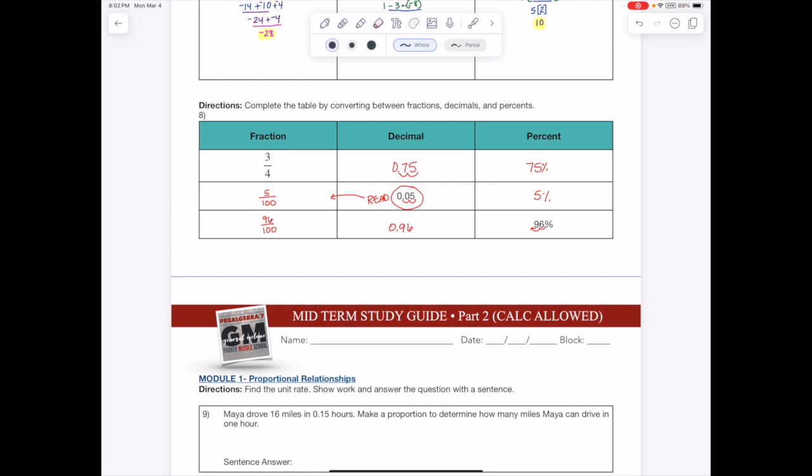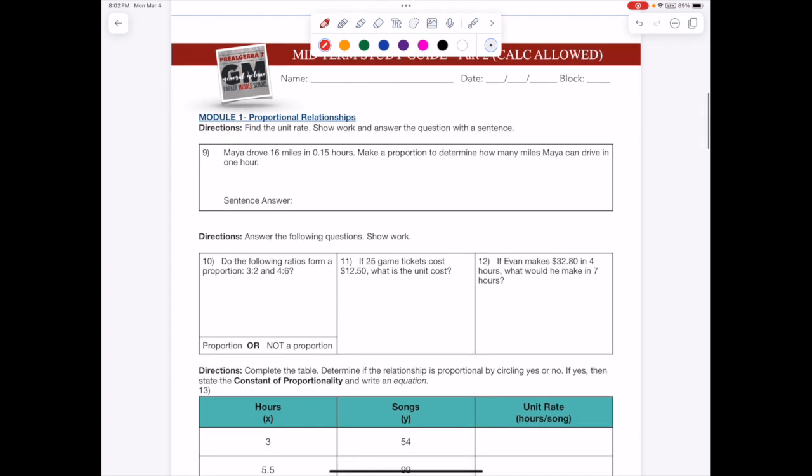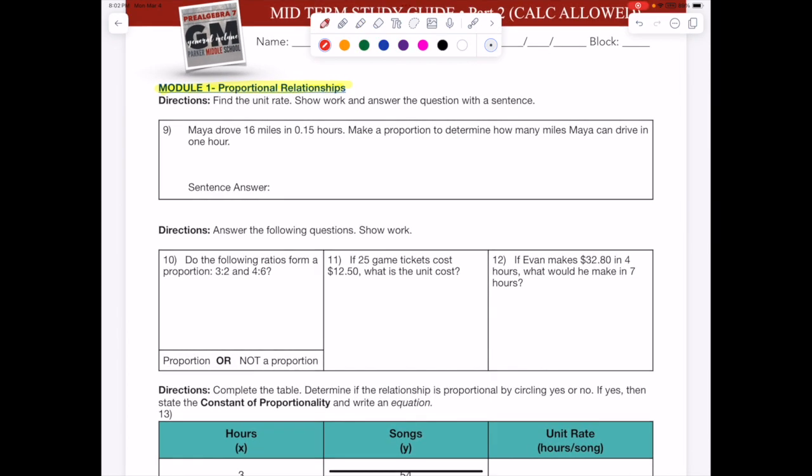All right, let's go ahead and move on now to part 2, which is calculator allowed, okay? All right, for part 2, calculator allowed, we're starting off, and you can see with module 1, proportional relationships, and you can use any of your calculator tools at this point, okay? Directions say find the unit rate, show work, and answer the question with a sentence, okay? So here we go, unit rates. I'm thinking on the wall over there by the clock.